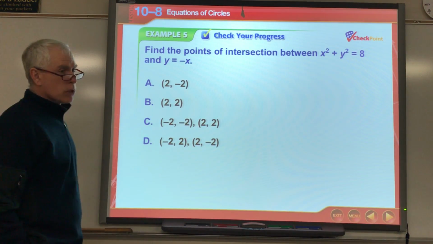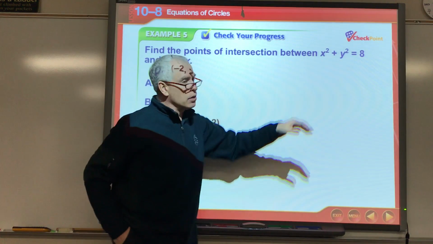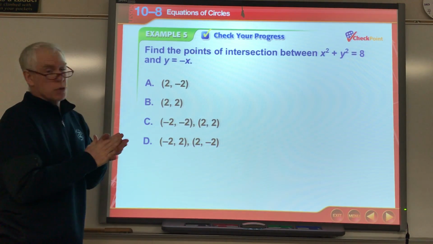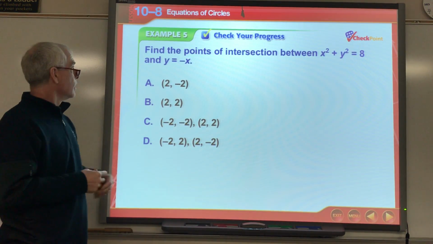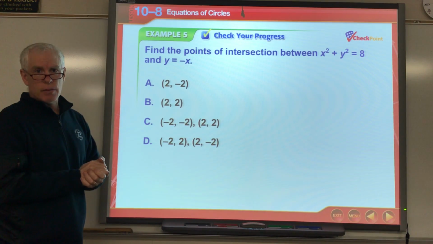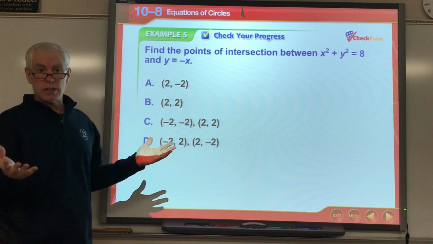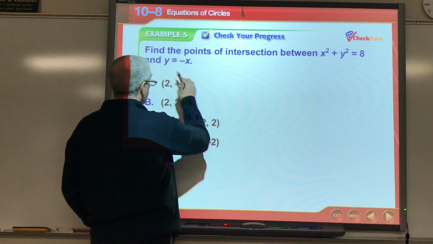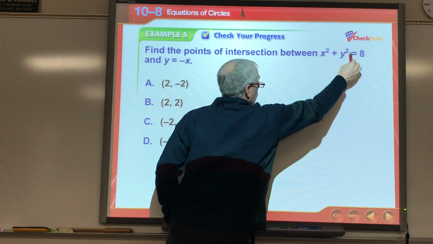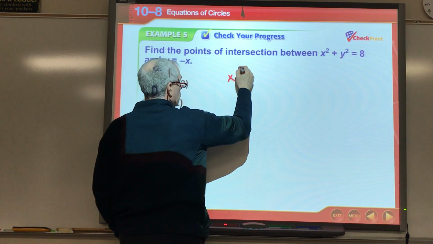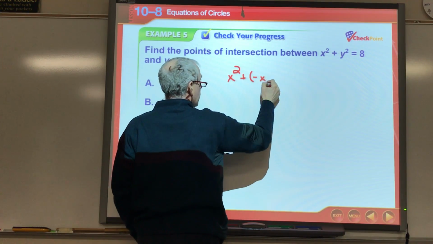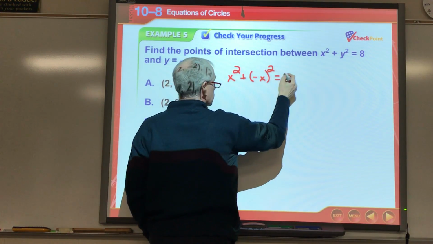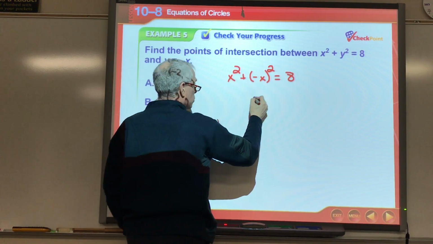Okay, graphically, if you're going to do this, you would have a circle centered at 0, 0 with a radius of the square root of 8. And so you could sketch that. And then y equals negative x is a line with a slope of negative 1 and a y-intercept of 0, and you can see where they cross. I'm going to do it algebraically for you, though. We know y equals negative x, so I'm going to replace that y with a negative x. And we're going to go x squared plus negative x quantity squared equals 8. So x squared plus x squared is 2x squared.